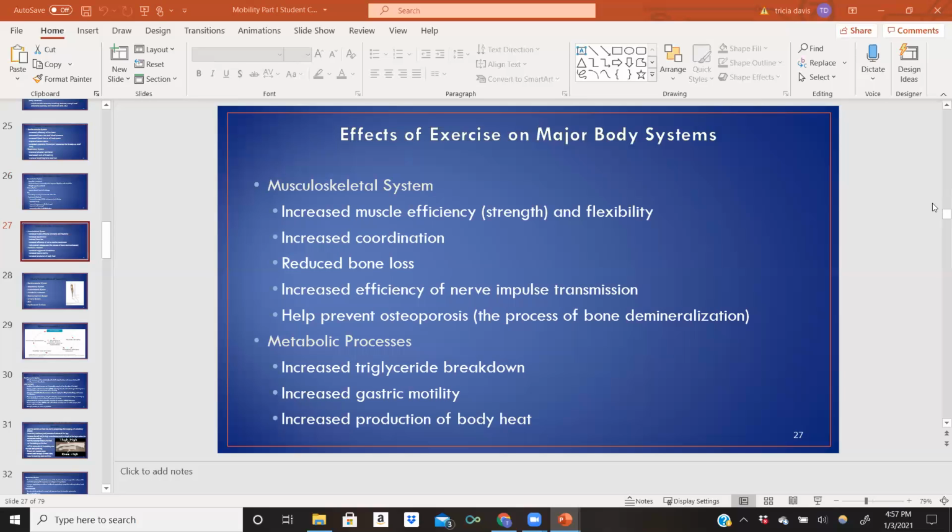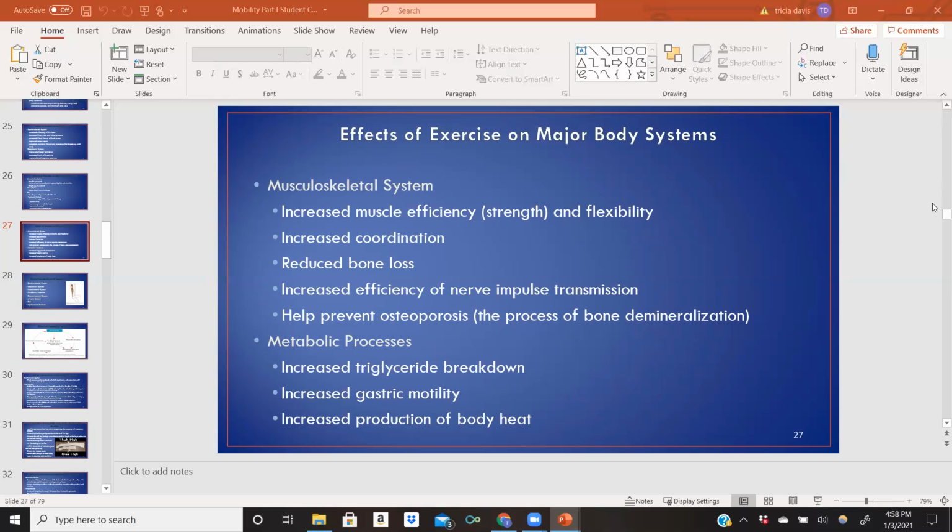What does it do for the musculoskeletal system? It increases muscle efficiency, so you gain strength and flexibility. It increases your coordination. It reduces bone loss. So remember back to the older adults that we talked about. Incorporating exercise into their daily regimen regularly would be really good for them, right? Because they suffer from decreased coordination. They suffer from bone loss, okay? They're not as strong and as flexible as they used to be.